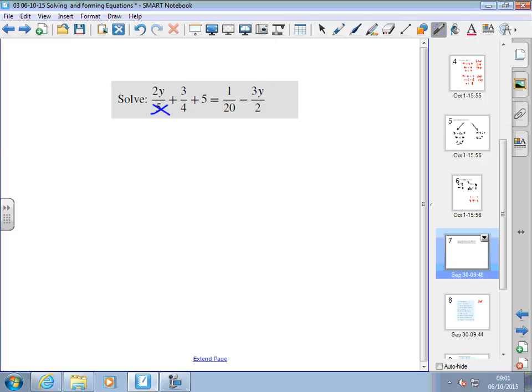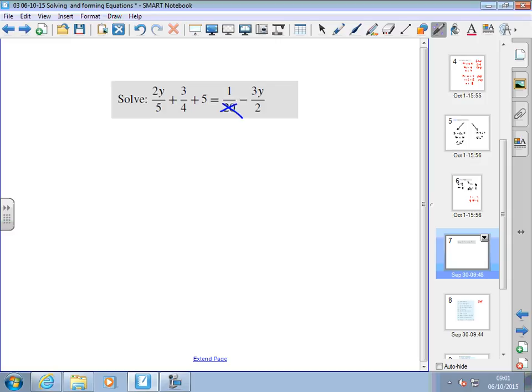And then I'd say, okay, that's worked. Now let's get rid of the 4. So I'd multiply every term on both sides by the 4, and that'd get rid of that 4. And then I'd multiply every term on both sides by the 20, possibly. It depends on what I'm left with, and so on.